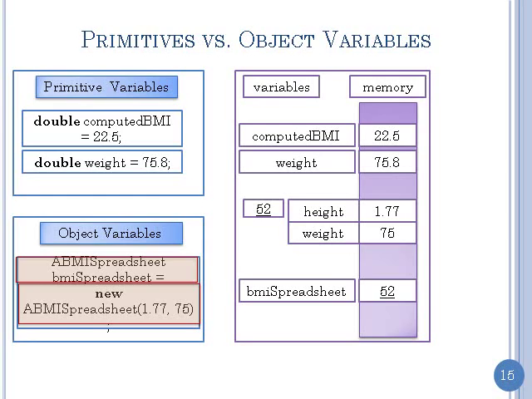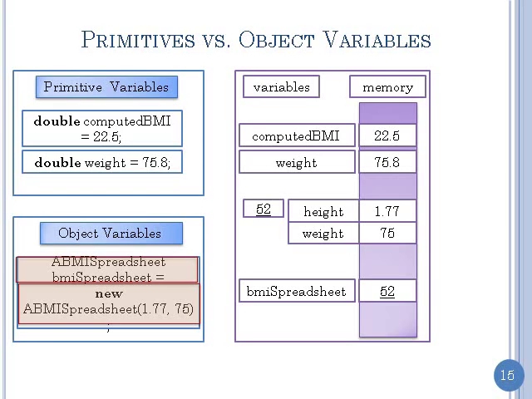Okay? So now what you're seeing here is the number 22.5 is somewhere in memory. Okay? And we have given it the name computed BMI, which points really to the address of that, whatever that address is. I haven't put that. Okay? Weight is also pointing to another primitive variable, a value, and this is the value.